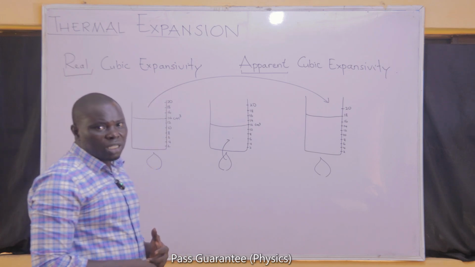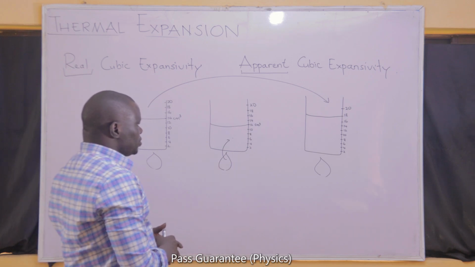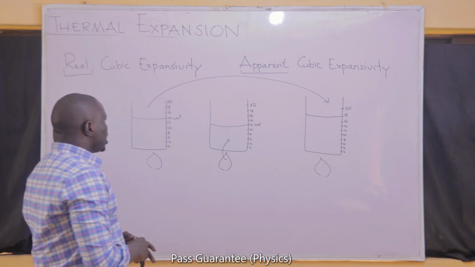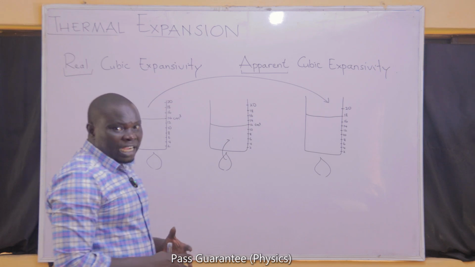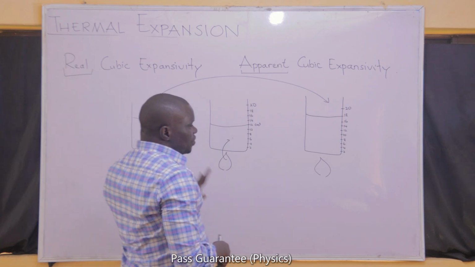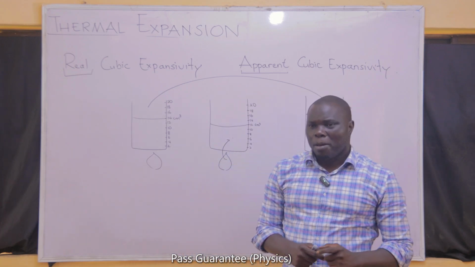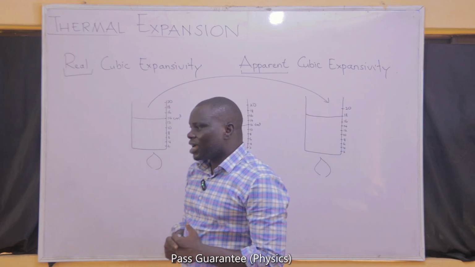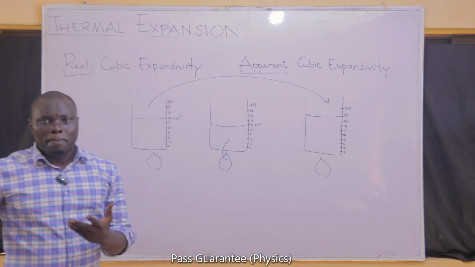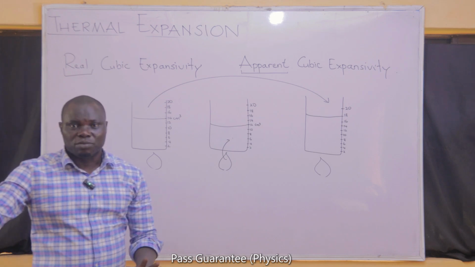So for liquids, because liquids are usually heated in a container, we talk about 2 of the expansion, and those 2 are the apparent cubic expansivity and the real cubic expansivity. I will define the 2 of them. The real cubic expansivity of a liquid is the increase in volume per unit volume per degree rise in temperature of that liquid. Very simple, right?